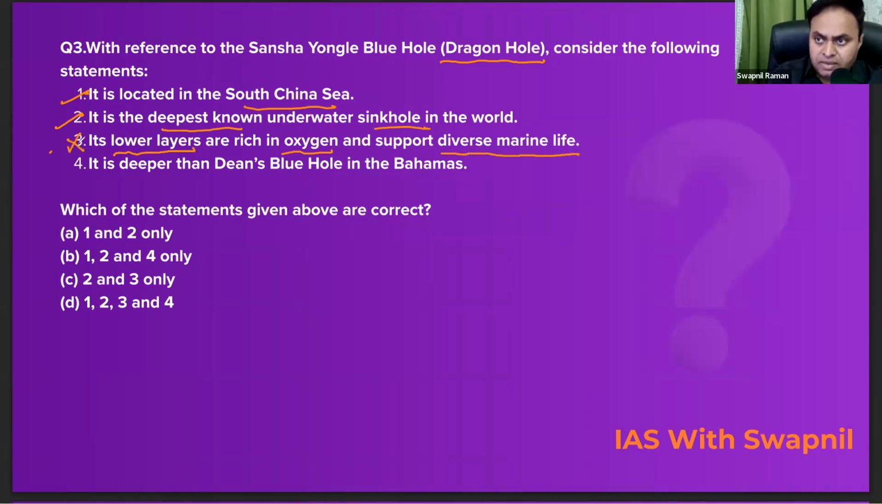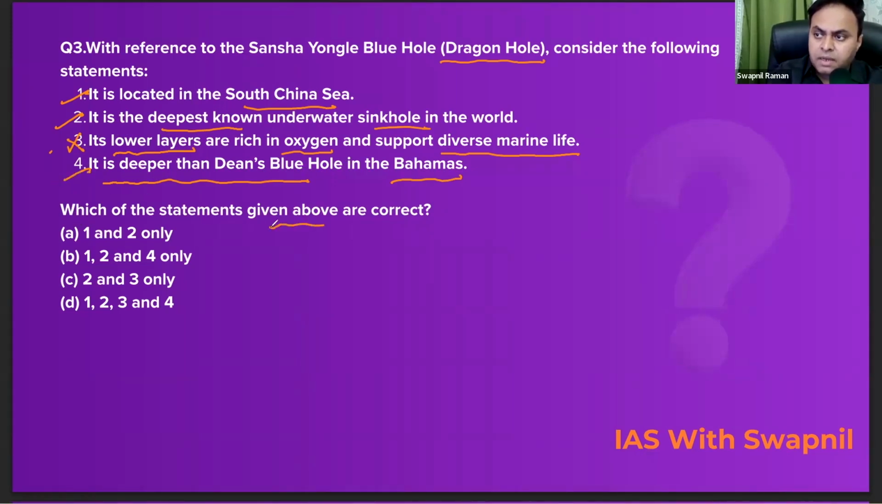Actually, it's just the opposite. Its upper layer is rich in oxygen and supports diverse marine life, not the lower layer. So how is the lower layer? There is an absence of oxygen there, right? So that statement becomes incorrect. The fourth statement says it is deeper than the Dean's Blue Hole in Bahamas. Absolutely correct. In fact, more than 100 meters deeper than the Dean's Blue Hole. So the fourth statement is correct here.